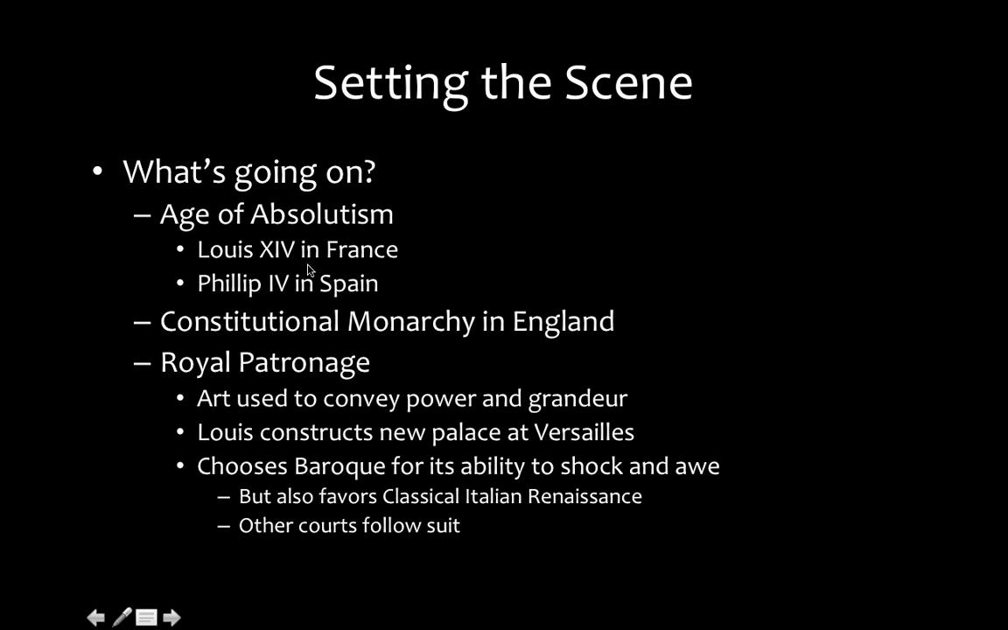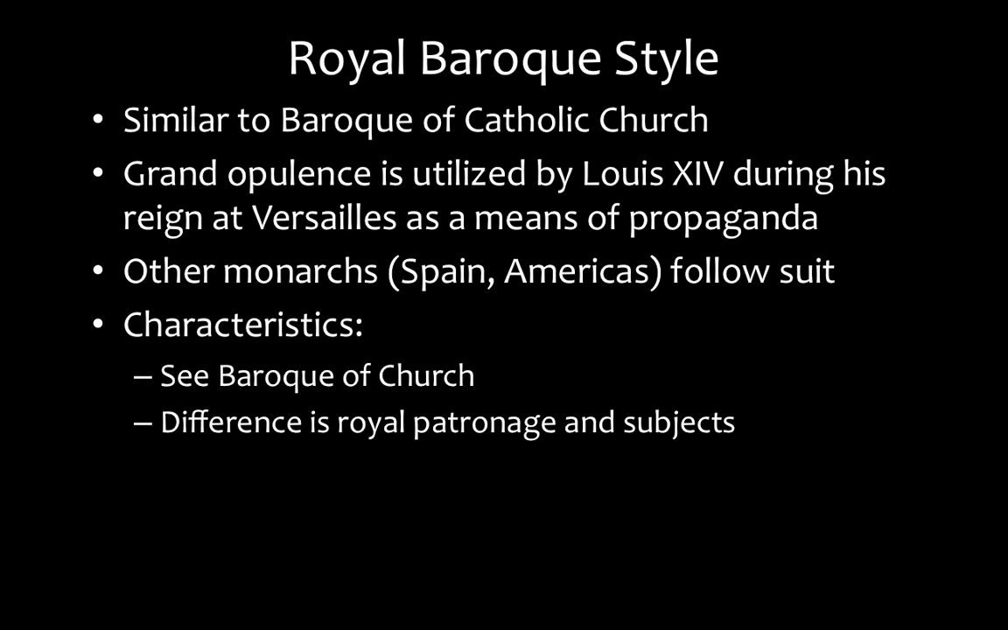So this is kind of this halfway point of having still a monarch, but a monarch that is limited in power by a parliament that's made up of common people. So in terms of art, we're going to see royal patronage, what it looks like when kings commission works of art. And art is going to be used very much to convey power and grandeur. And we're going to see this right off the bat with Louis and the Palace of Versailles.